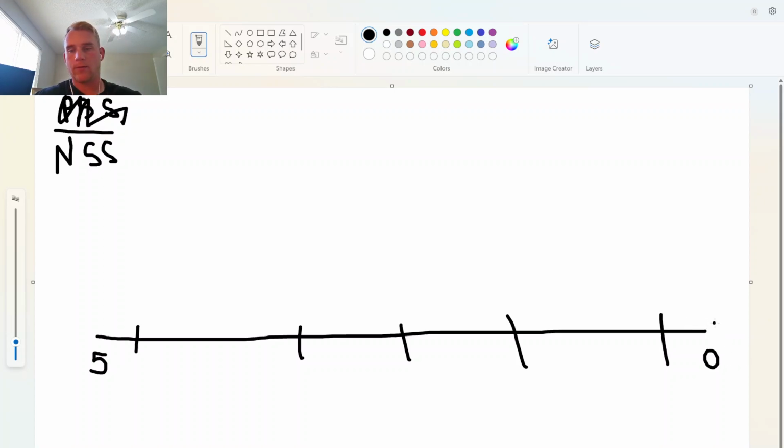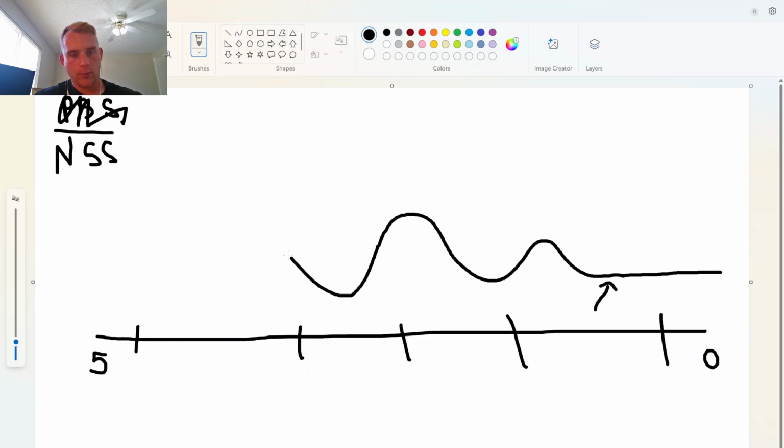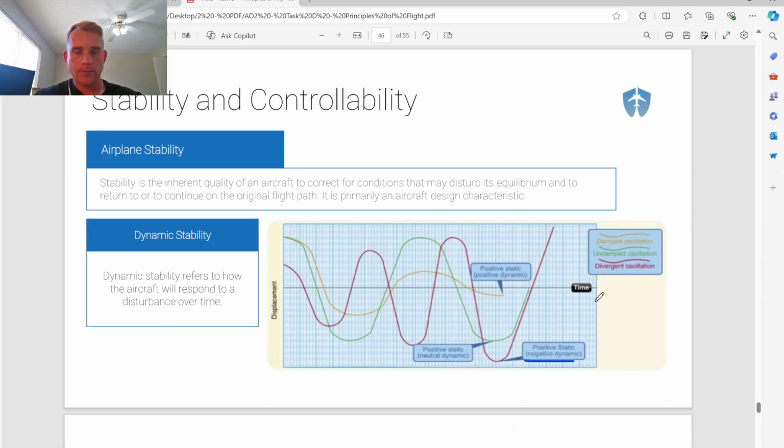So let's say we are flying along here and we encounter a gust. There's our gust, this arrow, and it is looking like this, and then it just gets worse over time to the point where it just shoots up here. This right here is called negative dynamic stability.